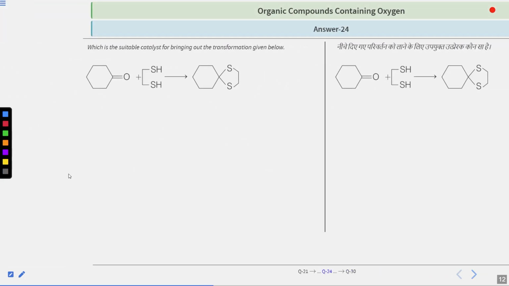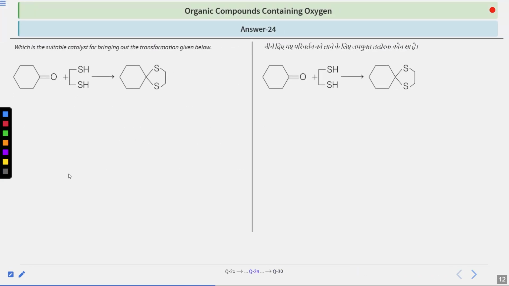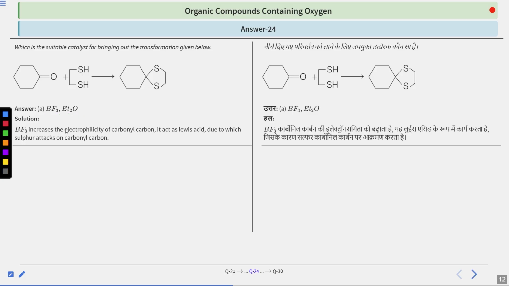Okay, let's see. The correct answer for the given question is option A, that is BF3 and diethyl ether. So BF3 increases the electrophilicity of the carbonyl carbon, that is this carbon attached to the double bond O. This is a carbonyl carbon. We take it as a catalyst, and it will increase the electrophilicity of the carbonyl carbon, and BF3 will act as a Lewis acid, due to which sulfur attacks the carbonyl carbon and forms a direct bond between the carbon and the sulfur.